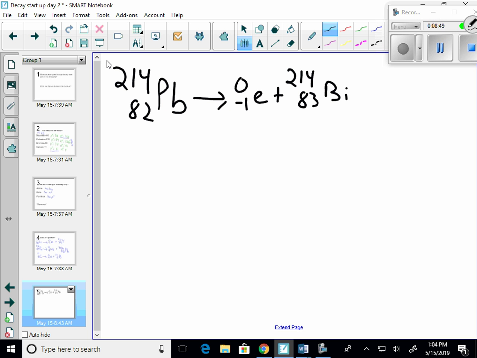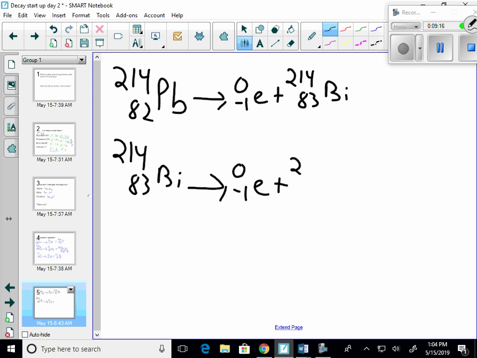Now, if we asked you to write a decay series, multiple steps, there's two different ways you could do it. After step number 1, I could then rewrite my daughter product, 214-83 Bi, and show it going through the next decay, which on this problem it says the next decay is another beta, making 214-84 Po.